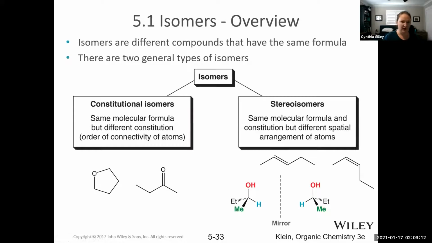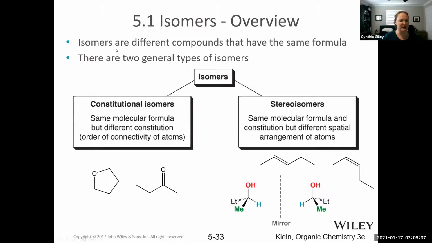Okay, moving on to chapter 5, we're going to be talking about isomers. And we're first going to start off with remembering that isomers are different compounds that have the same molecular formula. And there are two general types of isomers. There are constitutional isomers and stereoisomers.